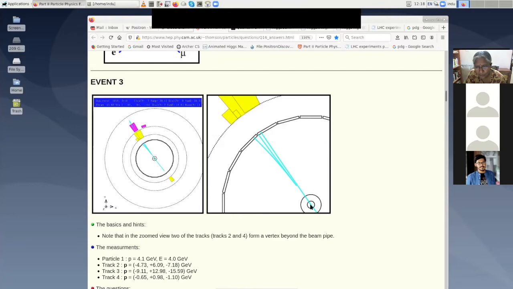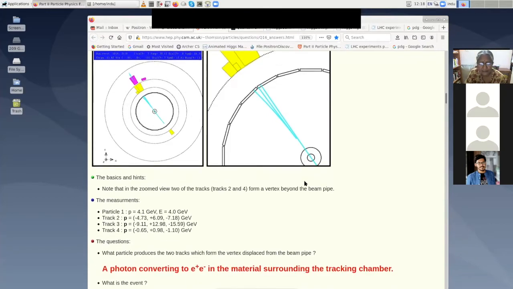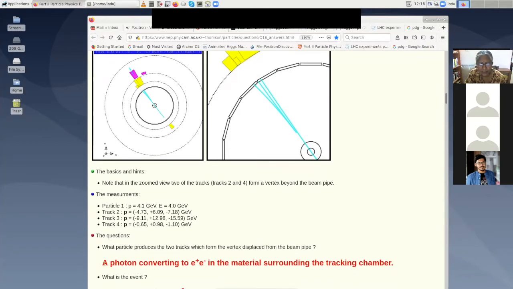So here is actually where the collision takes place. You can see that there are charged particles going in both directions, some amount of energy in the electromagnetic calorimeter. Here, both electromagnetic and hadronic, and a muon in this direction. But you can see that there are two lines which only end up here. Let us read the description. In the tracking chamber, from the central dot up to this vertex, there is no track at all.